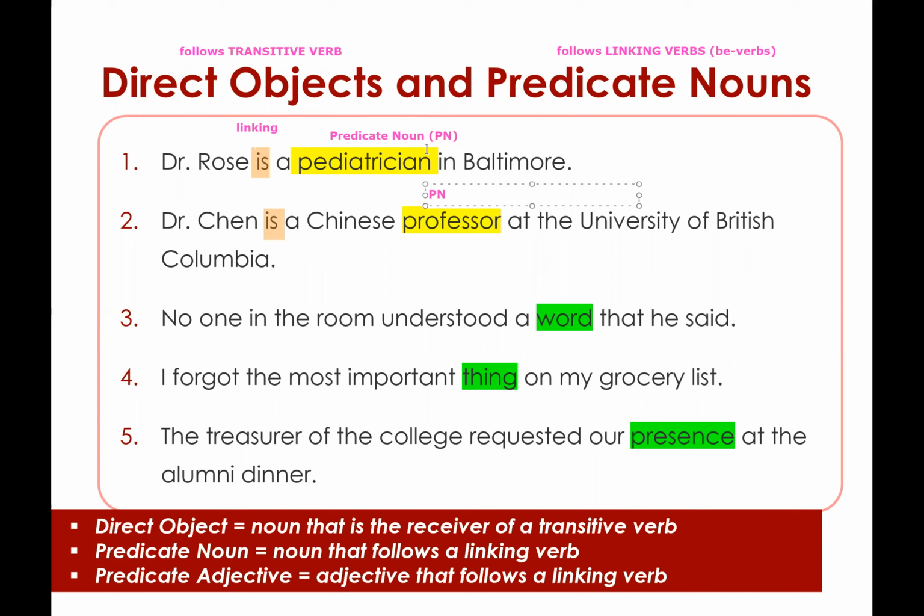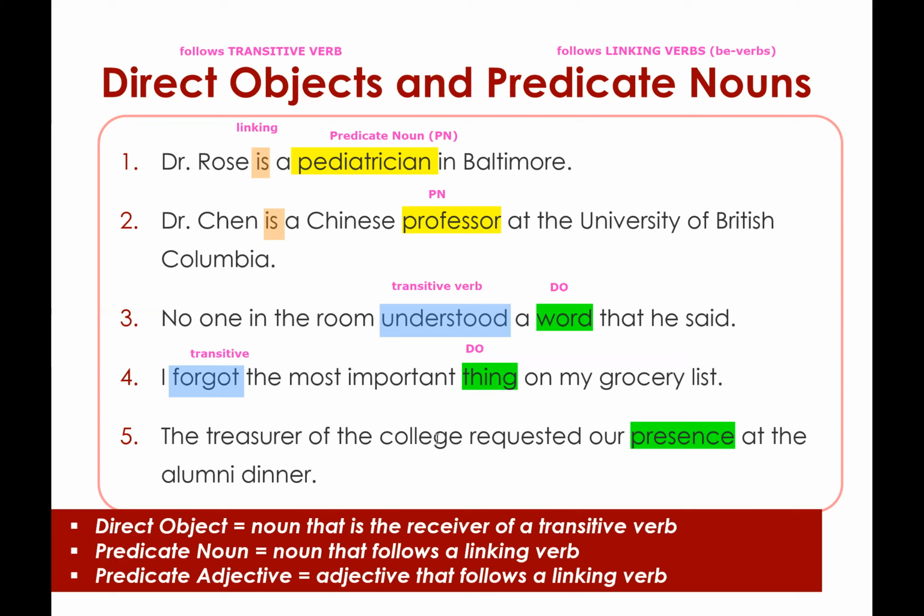For number three, what is my verb? Actually, it is understood. And to understand something or understand someone, there is a receiver at the end because it's a transitive verb. So that's why a word in this case would be our direct object. I'm going to type DO. So for number four, you forget something, you forget someone. So it is transitive verb as well. So that is why thing is the direct object.